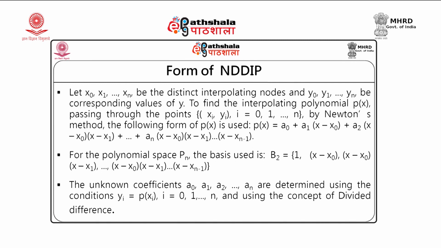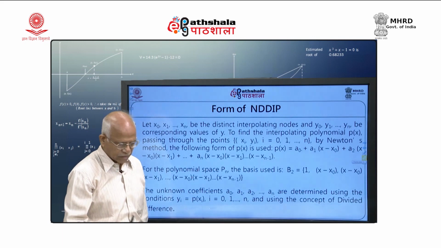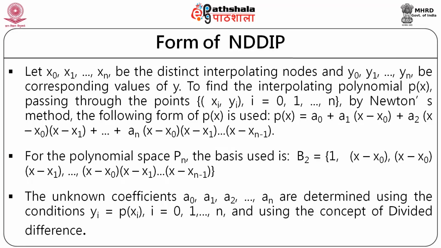The unknown coefficients a 0, a 1, a 2, a 3, up to a n are determined using the conditions y i equal to p of x i for i equal to 0, 1, 2, 3 up to n, and then using the concept of divided differences. So, what we are going to talk about first is divided differences, and then we will come back to the formula for Newton's divided difference interpolation.